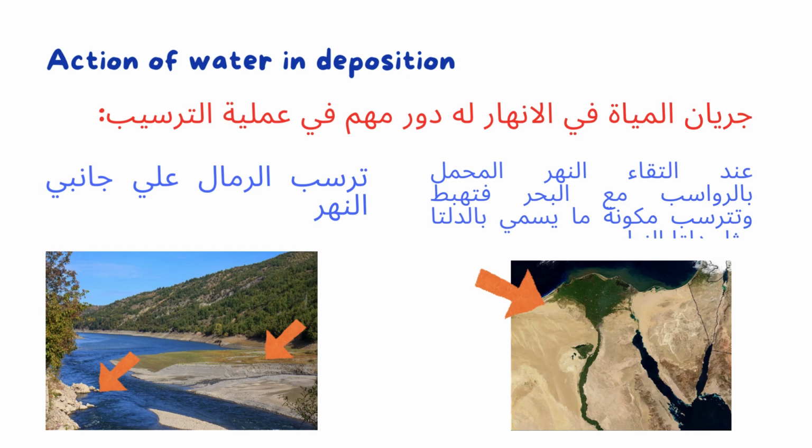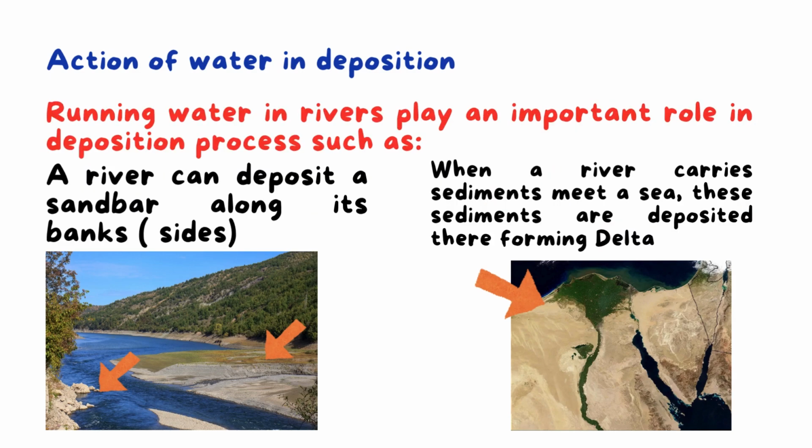And when a river carrying sediments meets a sea, these sediments are deposited in this area forming a delta. So this is about the action of water in the deposition process.